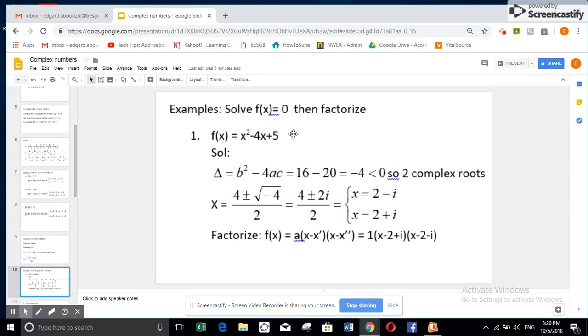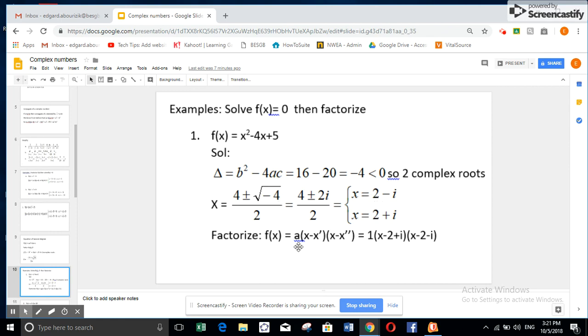Suppose I want to solve this equation of second degree. You all know that a is 1, b is minus 4, and c is 5. We do delta, which is b squared, 16, minus 4ac, minus 4 times 1 times 5. So 16 minus 20 is minus 4, less than 0, so two complex roots. So I have two roots. The first one is minus b plus or minus radical of minus 4. But radical of minus 4 is complex, so I write it as i radical 4, and i radical 4 is 2i, so I have two roots.